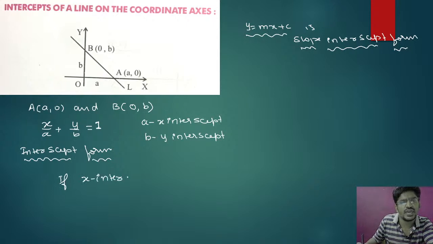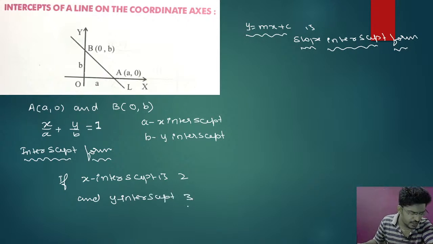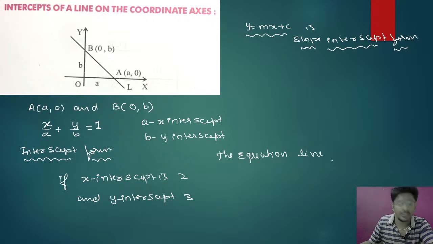So now quickly you say here, if x-intercept is 2 and y-intercept is 3, quickly tell me the equation of line. Simplify it and tell me what will be the equation of line whenever x-intercept is 2 and y-intercept is 3. I will see who will give the first answer. Please solve it quickly and tell me.